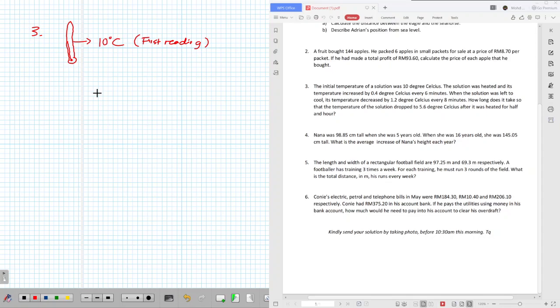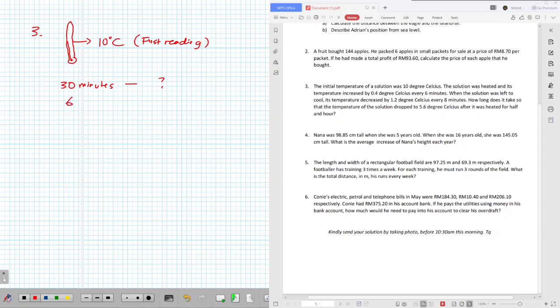So the hint is the first reading: it has been heated for half an hour. So half an hour is how long? It is 30 minutes. We want to know how much the increment is, so what is the increment?